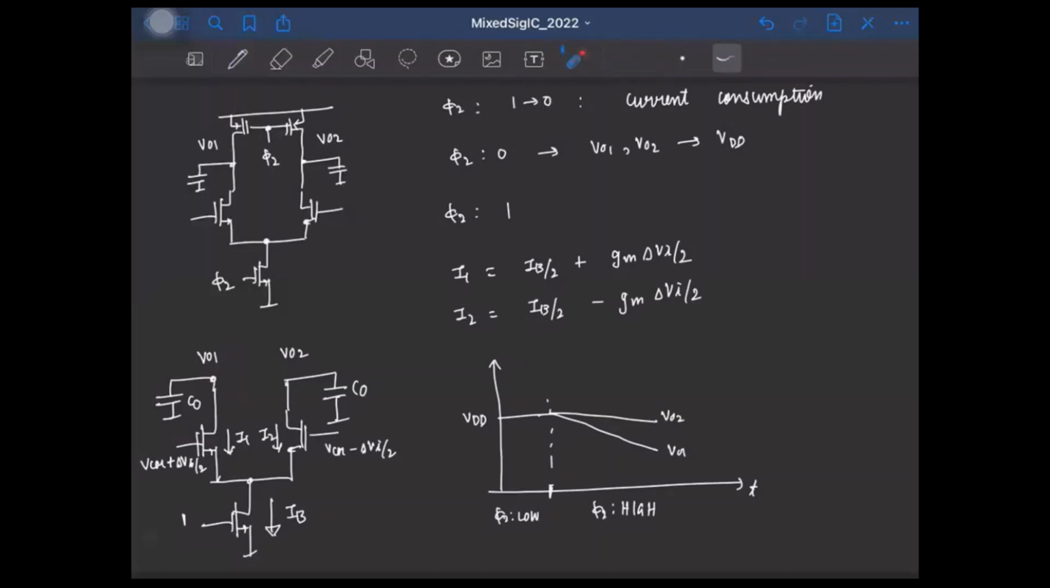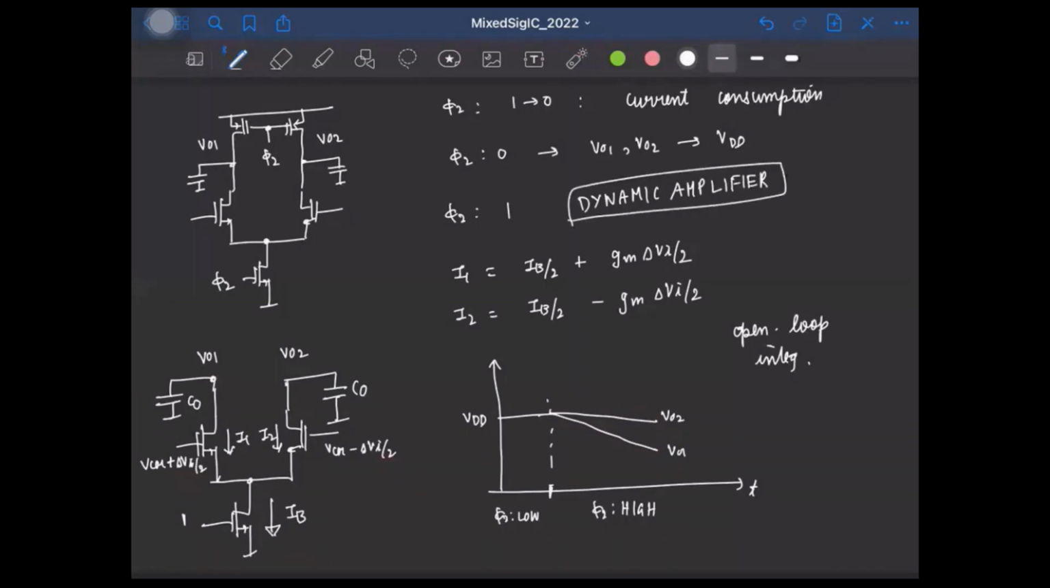And you can clearly see that as time progresses, the difference in the output also starts to increase, and this way we get the amplification, right? And we see that if the input here is constant, we have the output dropping down linearly as a ramp, right? So which means this essentially acts like an open loop integrator, right? Because for a constant input, we are getting this kind of a ramp. Okay, and this kind of amplifier is also called dynamic amplifier. Again, because it consumes current only when the clock makes the transition, right? Either from 0 to 1 or from 1 to 0.